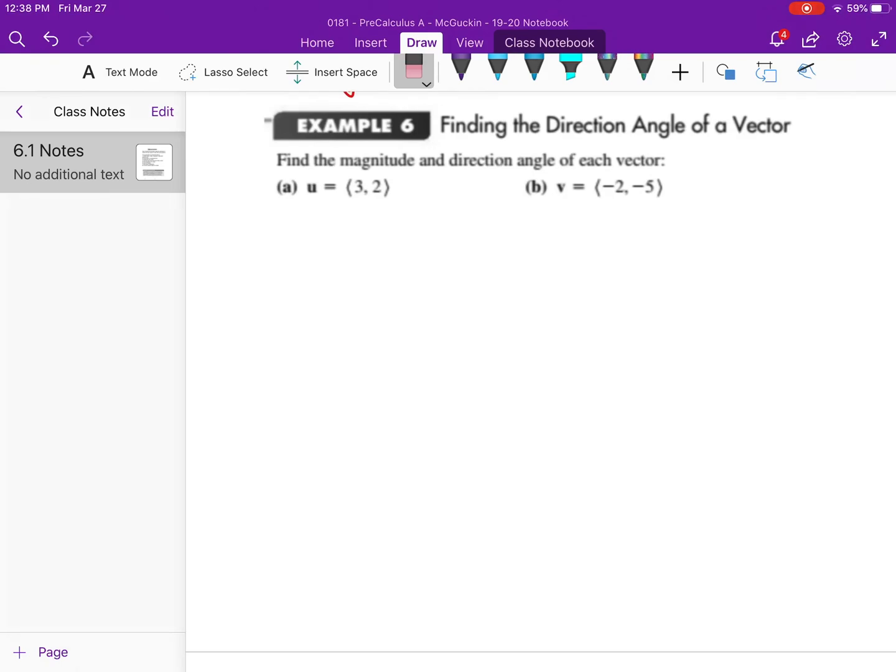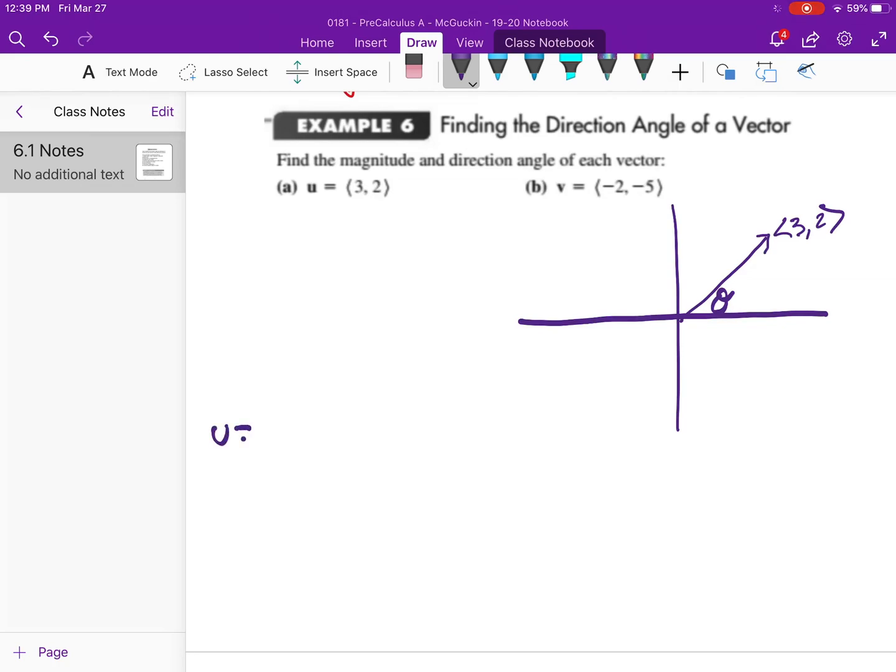It says that we have a vector u that is 3, 2. So let's take a look visually, first and foremost, at what this actual vector is going to look like. If I have 3, 2, that means that I went horizontally 3 units and then up 2 units. And so that means I'm going to be in quadrant 1 for my vector. So this shows us that theta, the direction angle that we want to find, ends up being an acute angle in quadrant 1.